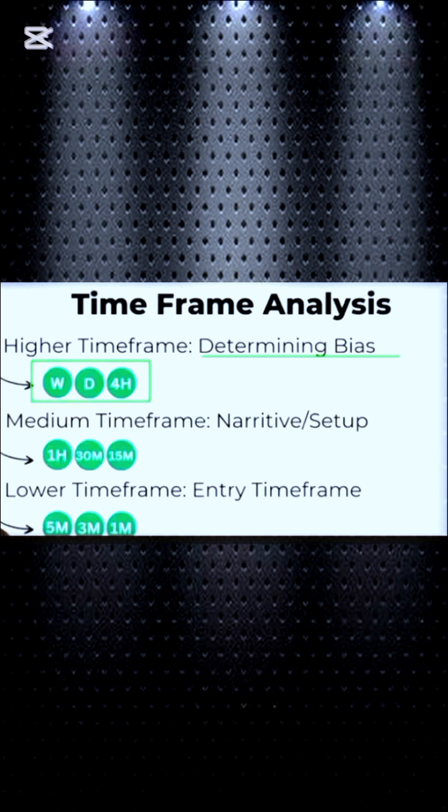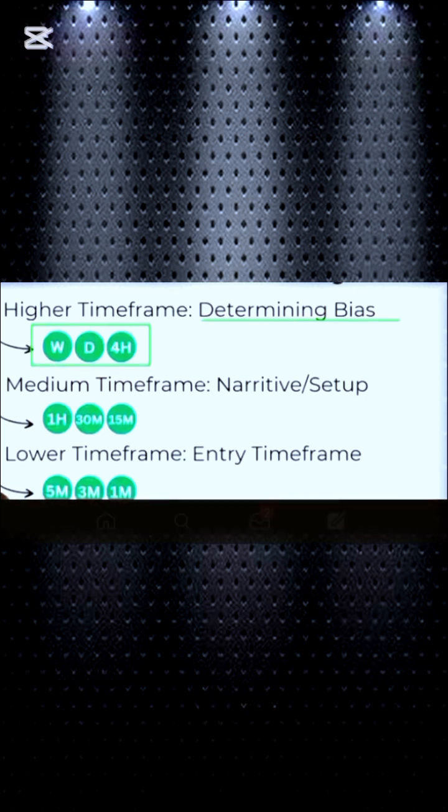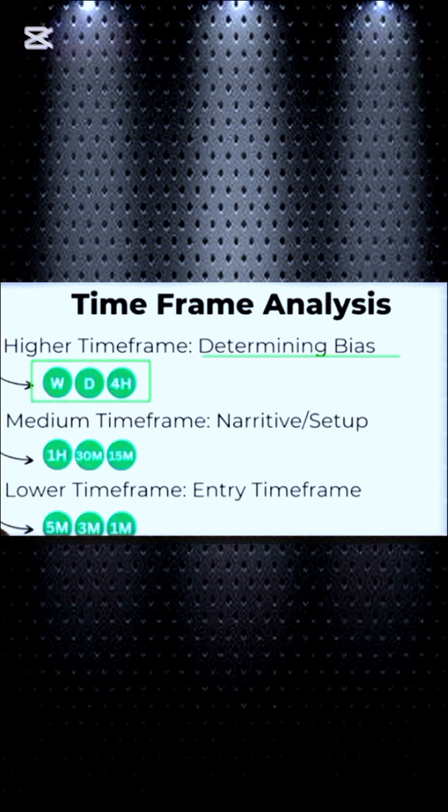We also have the median time frame, which is where you have your narrative and your setup, which I will also show you in this video, which is either 1 hour, 30 minutes, or 15 minutes. I personally use 15 minutes for my narrative and setup. Then we go to the last one, which is lower time frame entry, which can be the 5 minutes, 3 minutes, and 1 minute. Most times I personally use the 1 minute and the 5 minutes, depending on the particular trade, to catch a sniper entry.